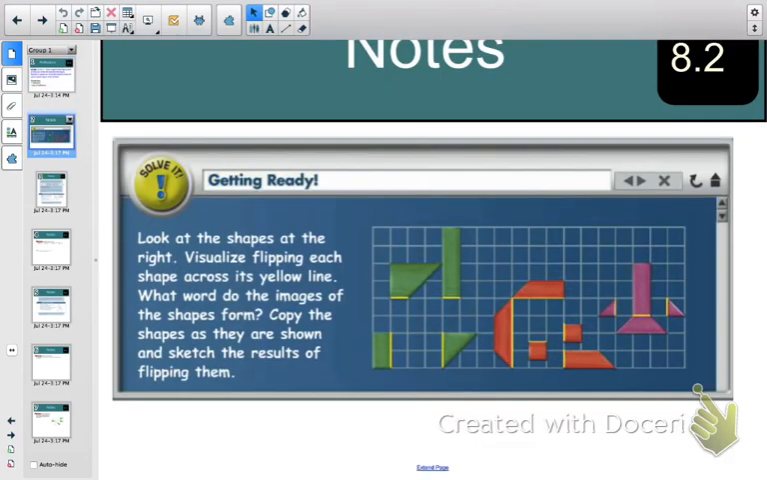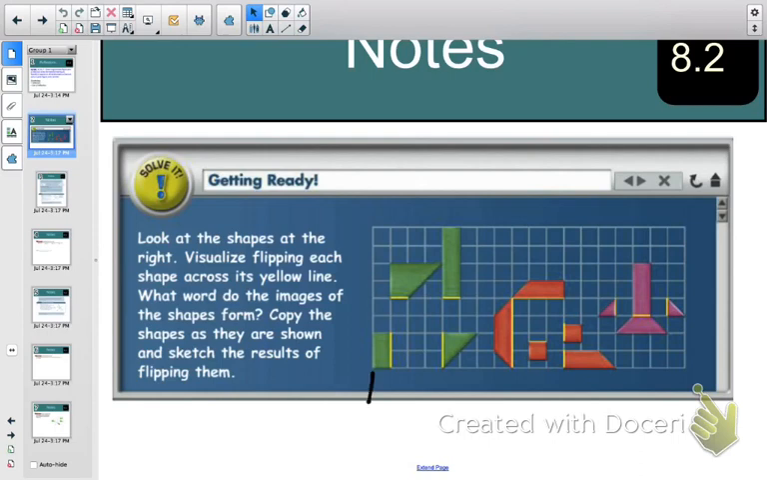Okay, looking at the shapes at the right, visualize flipping each shape across its yellow line. So they all have yellow lines. What word do the images of the shapes form? Copy the shapes as they are shown and sketch the results. So let's do that here. See if it will work.